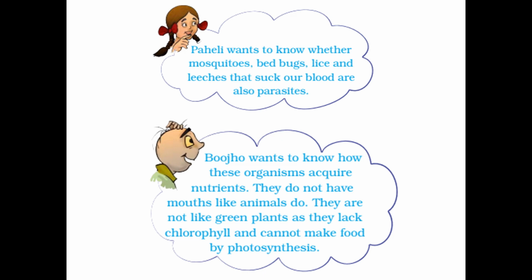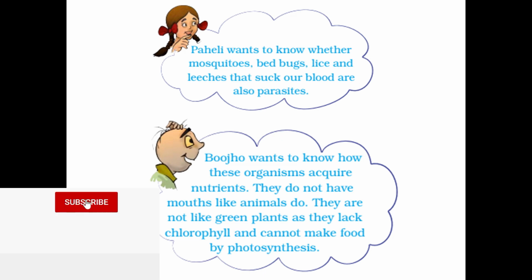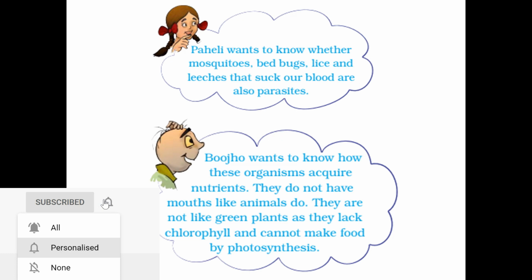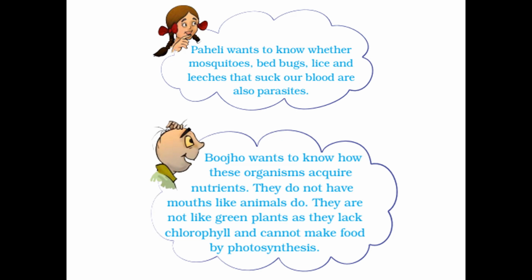Next question. Boojo wants to know how these organisms acquire nutrients. They do not have a mouth like animals do. They are not like green plants as they lack chlorophyll and cannot make food by photosynthesis. So, here the question is about saprotrophs. The mode of nutrition is different in saprotrophs, right? Saprotrophs do not have mouths similar to animals, and they don't have chlorophyll similar to leaves, because saprotrophs feed on dead and decaying matter. They secrete digestive juices over the dead and decaying matter, and convert it into a solution. Then they absorb nutrients from it. So this mode of nutrition is called the saprotrophic mode of nutrition, and mushroom is an example of a saprotroph.